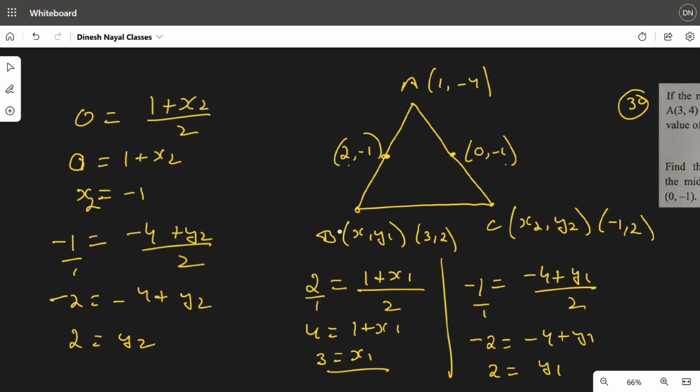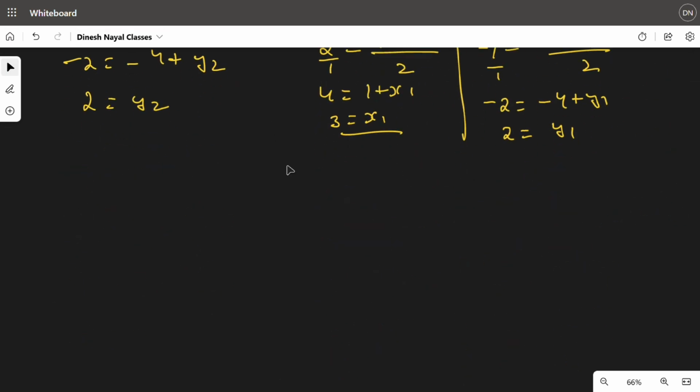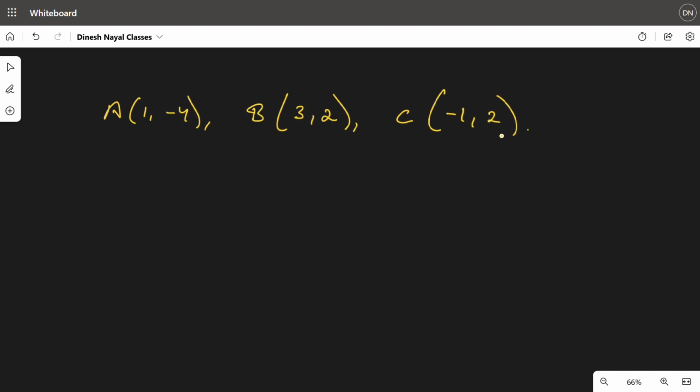So now we have all the coordinates of the triangle A, B and C. Just writing all the coordinates of the triangle here properly. A is (1, minus 4). B we have found to be (3, 2), and C coordinate is (minus 1, 2). So we have to find the area of the triangle.